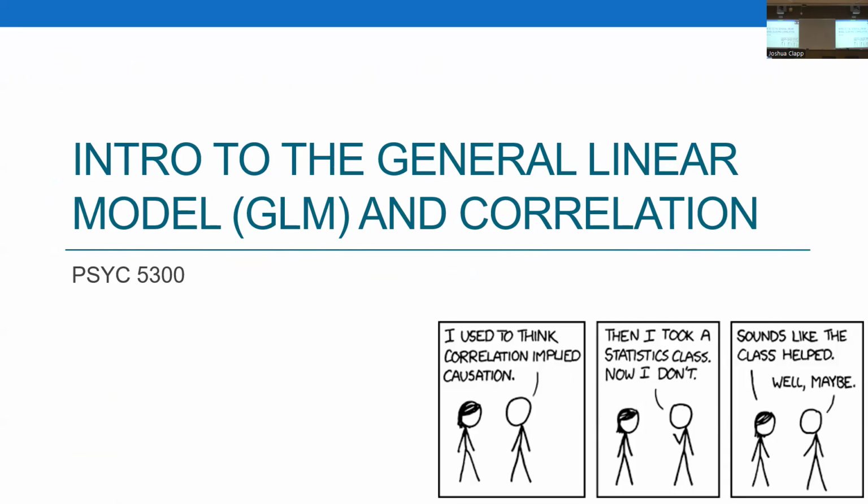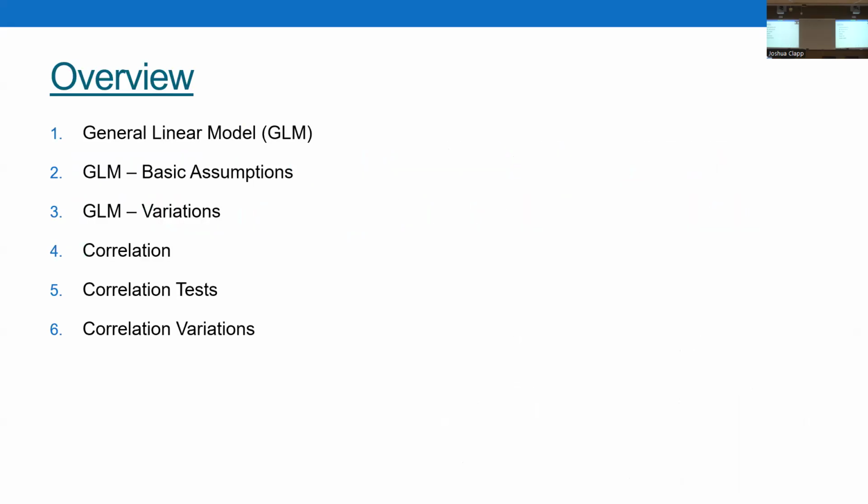Like anything we do with our tools, I want to be very clear on what we can and can't infer from this, and how confident we should be in the precision of our estimates, things along these lines. So we're going to talk about the general linear model, some basic assumptions, and different variations on this before we jump into some correlations.